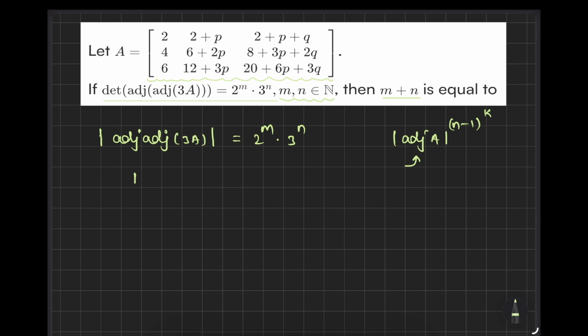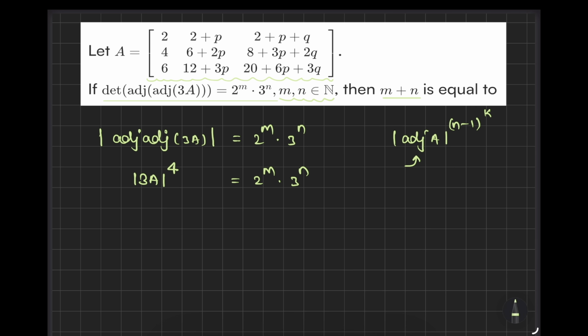So can I write down the determinant of 3A to the power (n minus 1)? N is third order. Okay, so n minus 1 will become 2, and there are two adjoints, so 2 power 2 will become 4. Correct? So 2 power m, 3 to the power n.